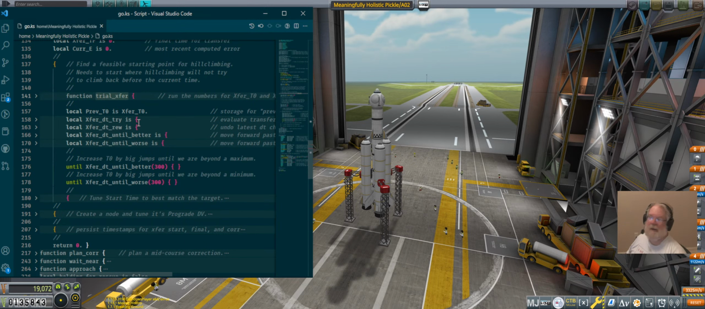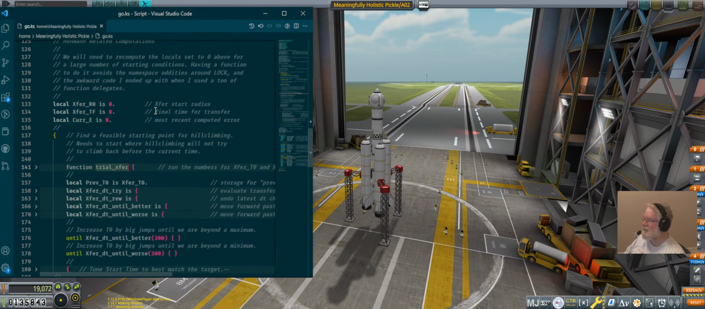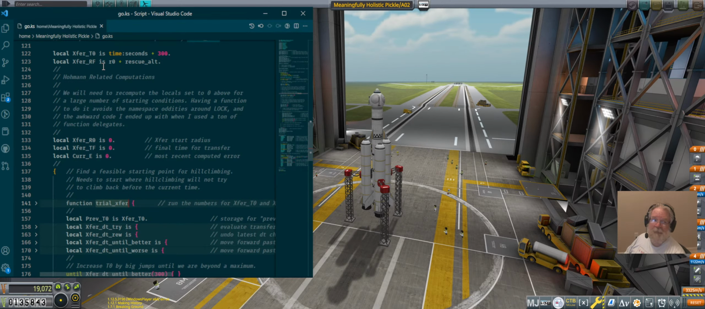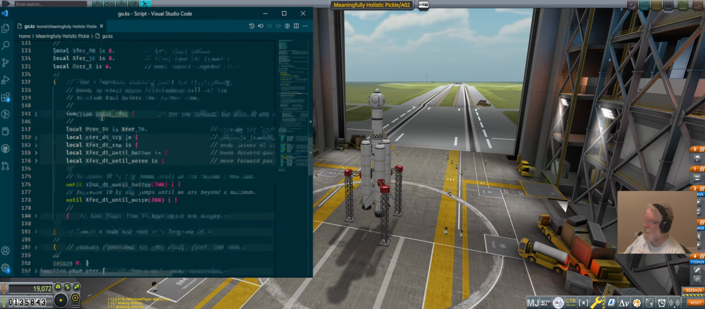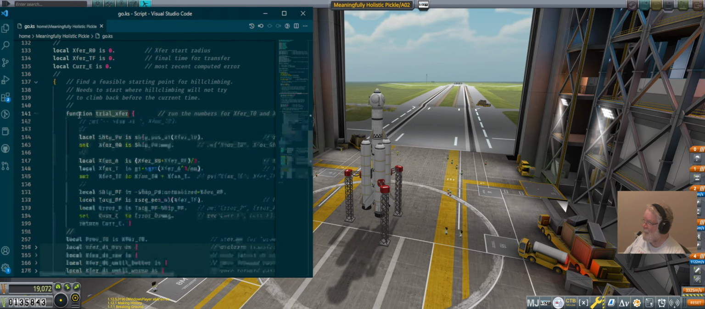I'm going to need a trial transfer function, which is going to take our inputs, that's T0 and RF. Those two together plus our orbit is enough for us to generate this trial orbit. Let's take a look at what that math is.